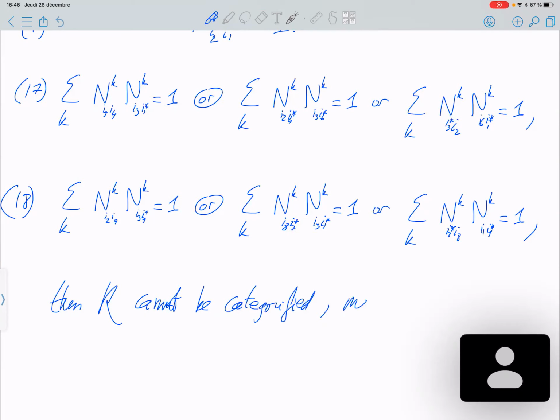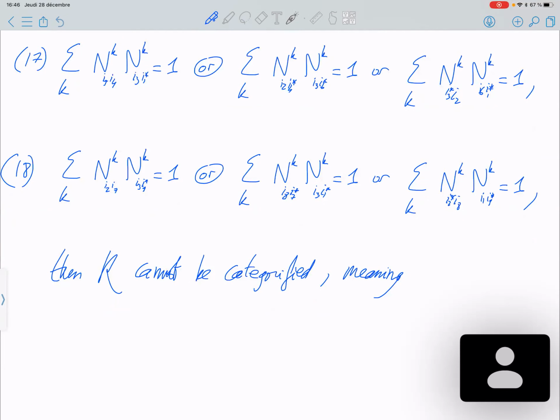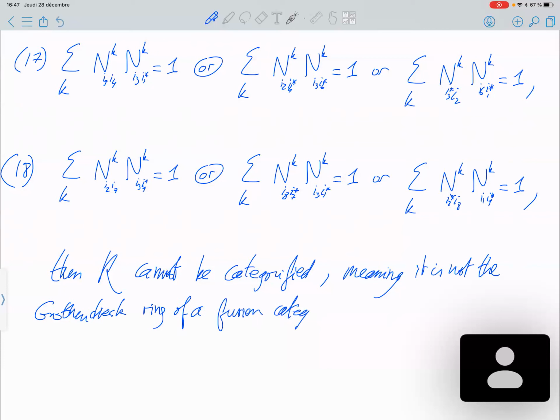And here, in fact, we mean that it is not the Grothendieck ring of the fusion category. So this is exactly what we mean by categorify. Of course, as I said, a fusion ring may sometimes be categorified into a tensor category, which is not a fusion category. If so, it is categorified, but not as a fusion category. In this course, by categorified we mean as a fusion category, meaning it is not the Grothendieck ring of a fusion category.